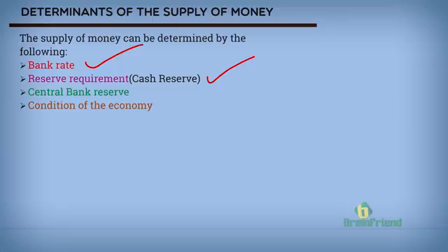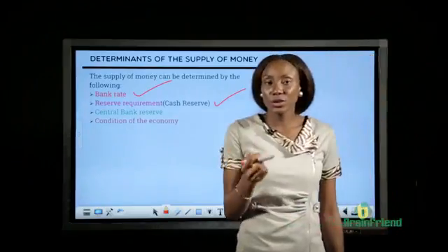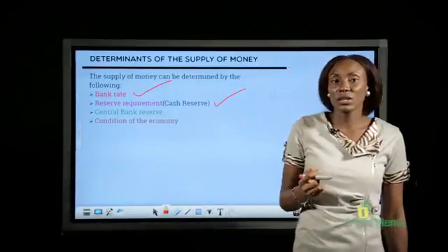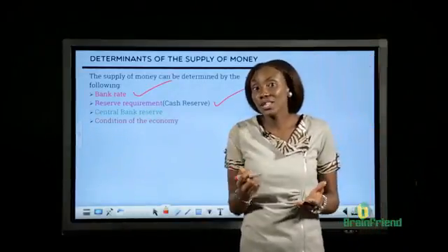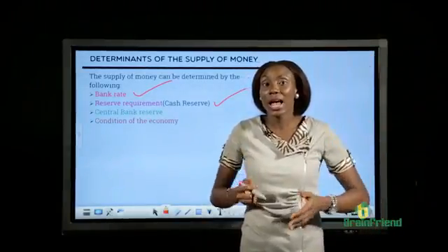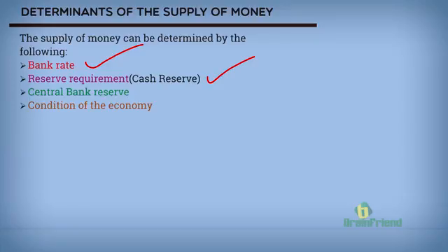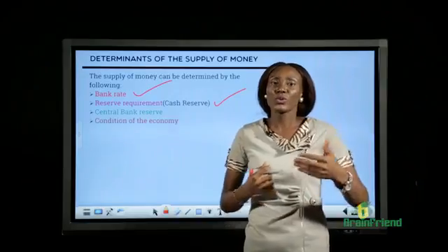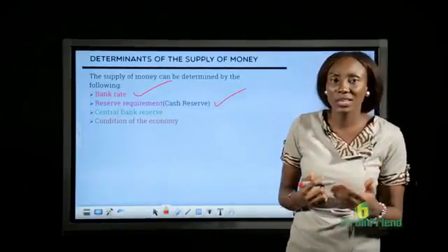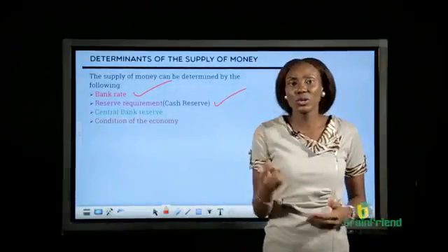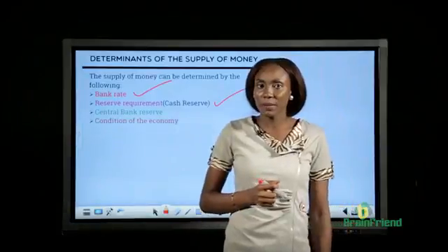Reserve requirement or cash reserve. This is the ratio or the percentage of money that the commercial banks or financial institutions are expected to hold back. If the reserve requirement ratio is high, it will reduce the amount of money the commercial banks have, which will reduce their lending to the public.